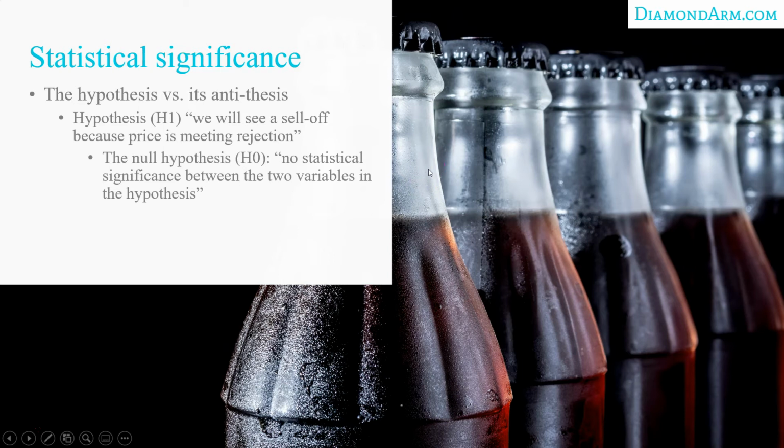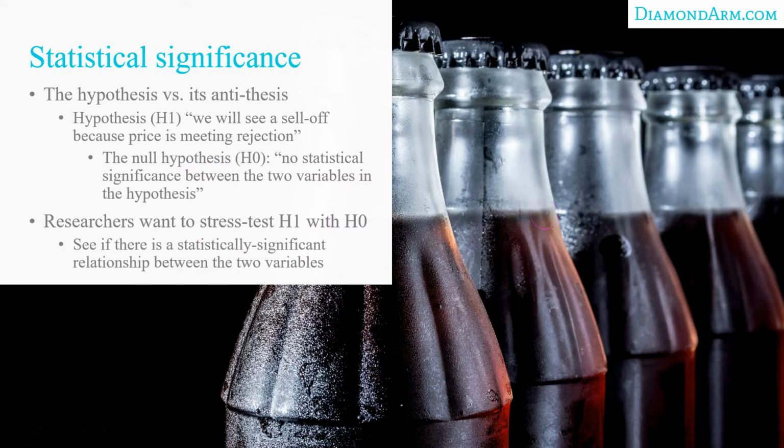Let's continue. But then you create a null hypothesis, which is also called the antithesis. And that is that there is no statistical significance between the two variables in the hypothesis. So the two variables are, as an example, the moving average, which is the rejection indicator. As a researcher or a trader, you want to stress test your hypothesis with the null hypothesis. The critical thing is to see if there is a statistically significant relationship between the two variables.